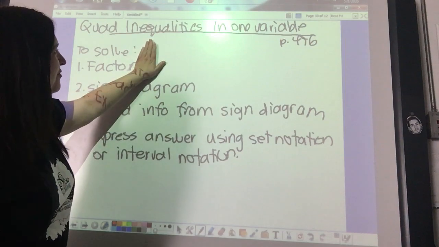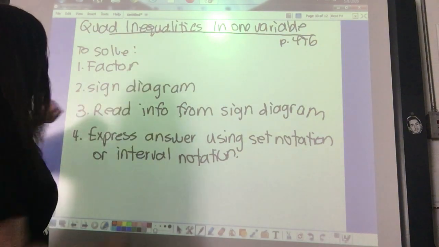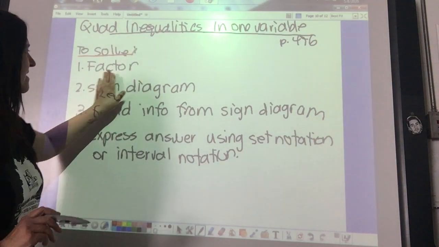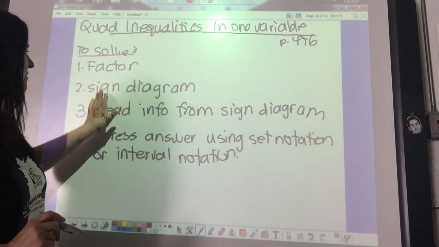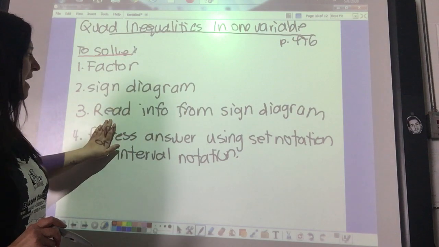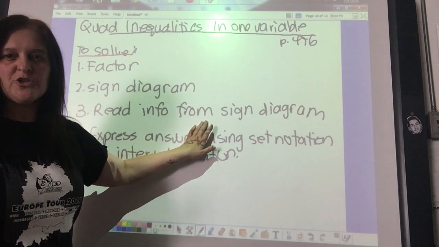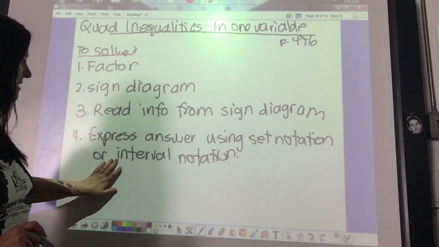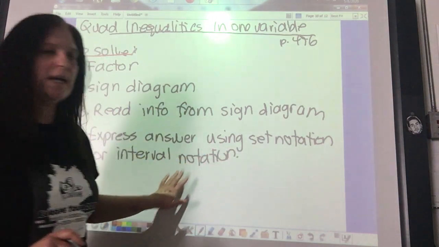Okay, so how do we solve quadratic inequalities in 1 variable? Well, there's 4 steps. Step number 1 is to factor, and then from the factored form, make the sign diagram, which we learned how to do last lesson. And then basically from the sign diagram, you just read the information, and I'll show you how to do that right away. Then your final answer, we just express it using set or interval notation.